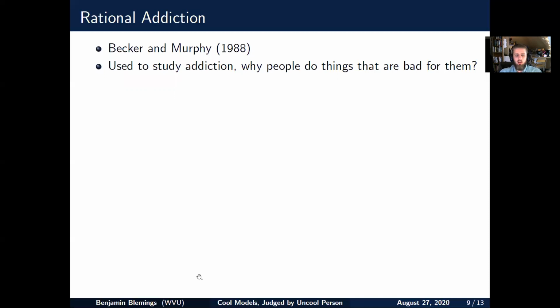Another economic model that's used to study health is the rational addiction model. I think it's a pretty cool thing to model economically. It's like tolerance and addiction. We want to know why people are consuming goods like cigarettes and other things that are bad for them. Why do people do this?